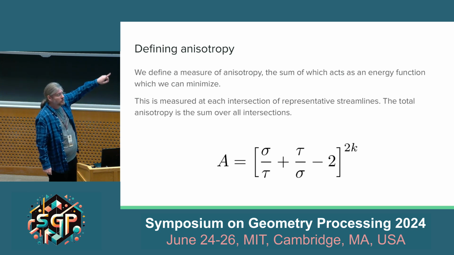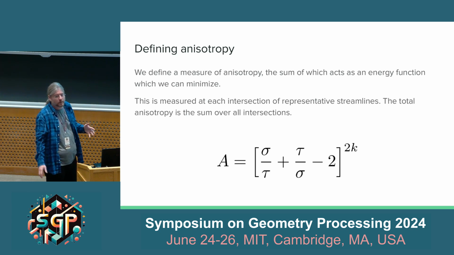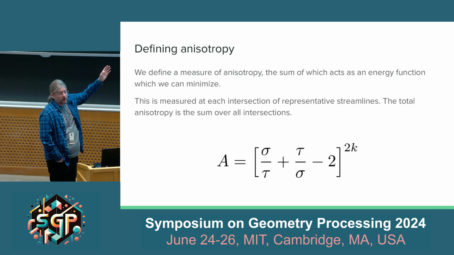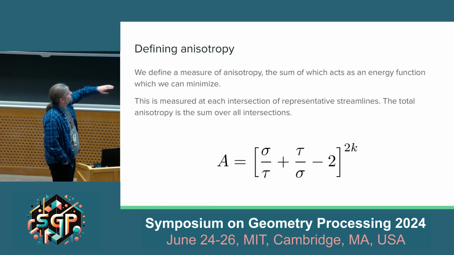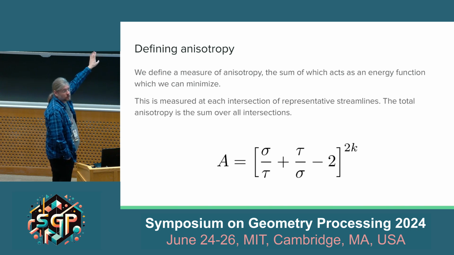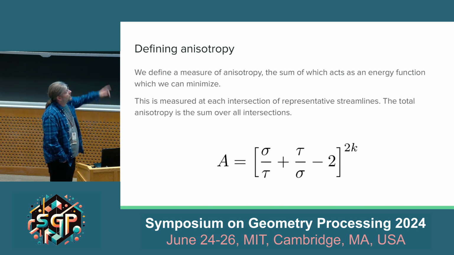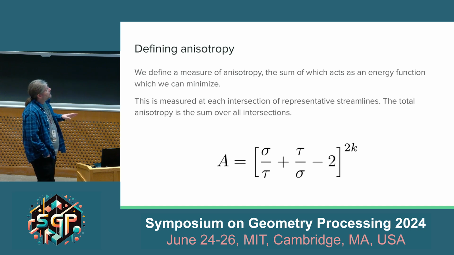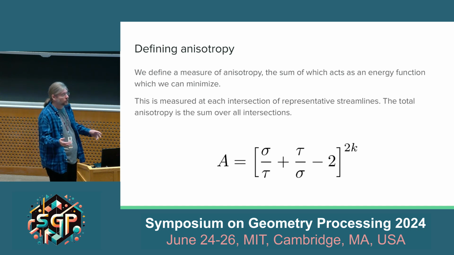The minus 2 is just giving us a 0 energy in the case of an isotropic function where sigma equals tau. We want to raise it to an even power so that no matter what happens with sigma or tau, our energy function stays positive. And then k is just an exponent to more heavily penalize the worst anisotropy in the region. In practice, a k of 1 or 2 works really well.